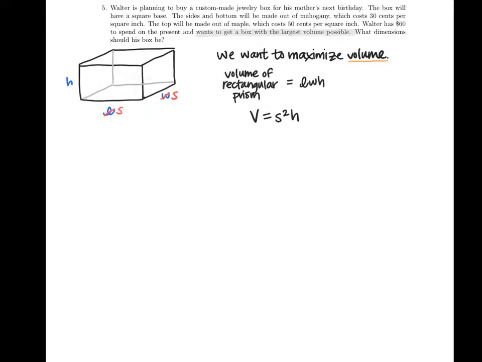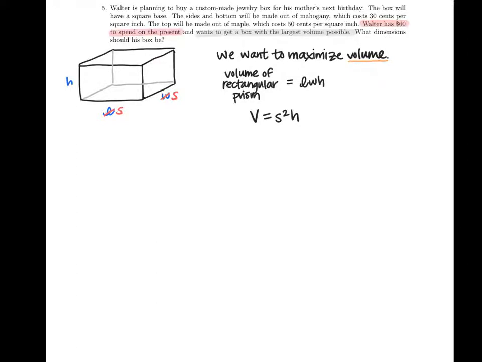Do you think you have it? You're absolutely right. If you're looking at the sentences we simply haven't used yet, those are all the sentences that are telling us the cost of each type of wood and the amount of money that Walter has to spend. So it's really this piece: Walter has $60 to spend on the present.